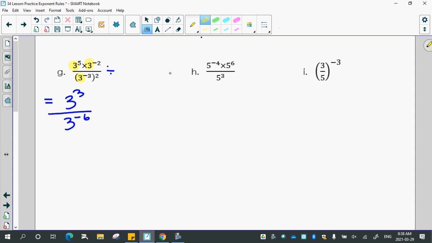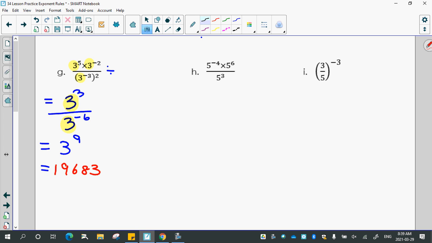Now, I still have the same base in the numerator and the denominator. So I can use an exponent rule again. I can keep the base and subtract the exponents because I'm dividing. So 3 subtract negative 6. 9. And now finally I go to my calculator and do the evaluate step. 3 to the power of 9 is 19,683.